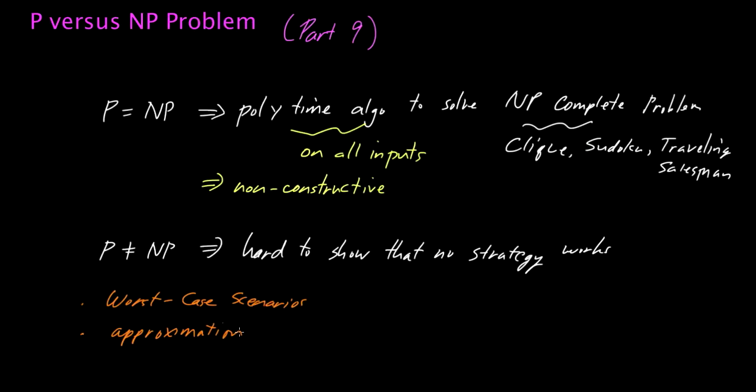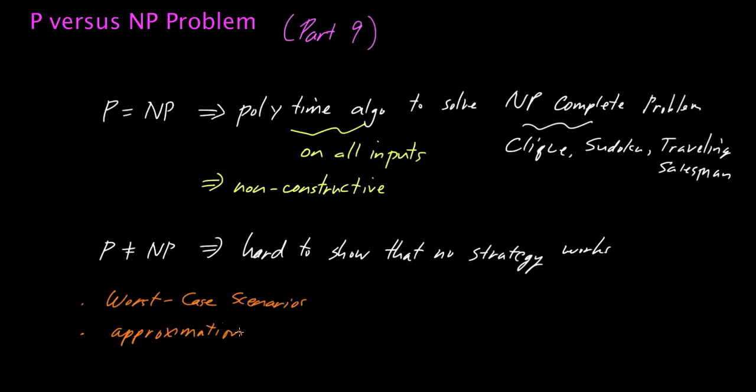Maybe I can come up with an algorithm that finds some clique of a different size that's not too far from k. And actually, clique is a bad example because it turns out for clique in particular, it's actually hard to find even good approximations. But there are other problems that are NP complete, for which it turns out you can come up with good approximations.